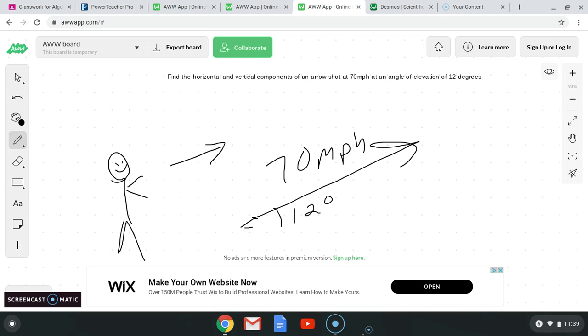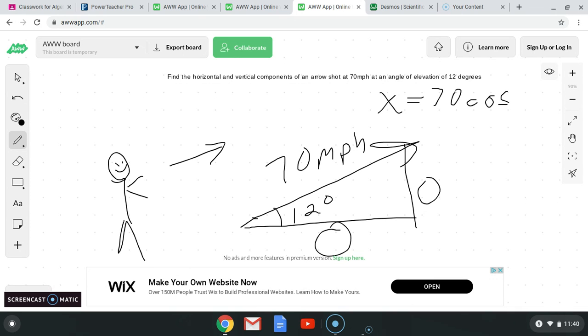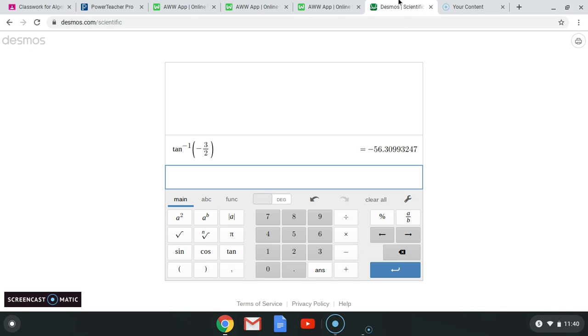It's just like we did in the first problem, right? Just make a triangle. It doesn't matter how long the triangle is because we're not talking about the distance traveled. We're talking strictly what is the speed going in a vertical way and in a horizontal way when it leaves the bow. So all we'd have to do is figure out this part and this part, right? So it would be the exact same thing. So our horizontal, our x, is going to be 70 times cosine of 12.